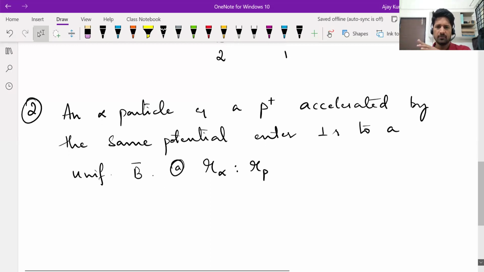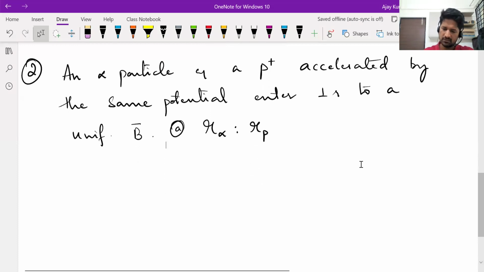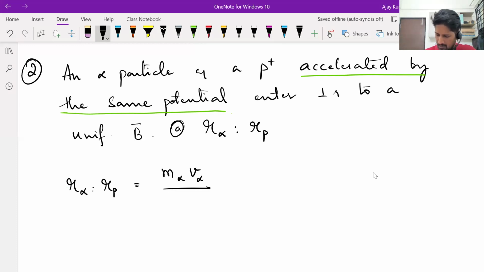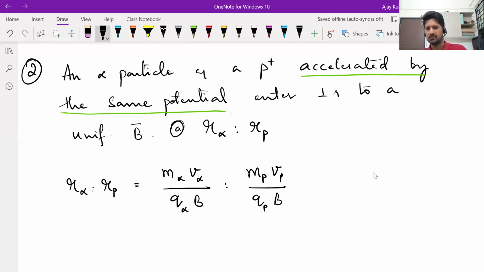But can one of you tell me how to approach such questions? It is given that they are accelerated by the same potential. We know their mass ratio, we know their charge ratio, and you need to find out the ratio of radii of the circular paths that they execute. We know the ratio of radii must be calculated like this: mv by qB. Mass ratio is known, charge ratio is known, magnetic field is the same. We need the ratio of their speeds. How to get that?